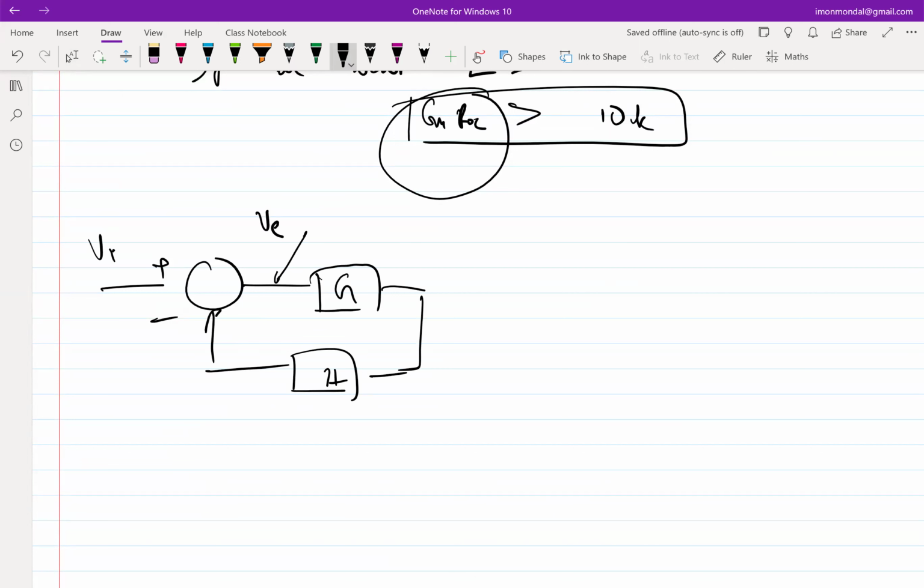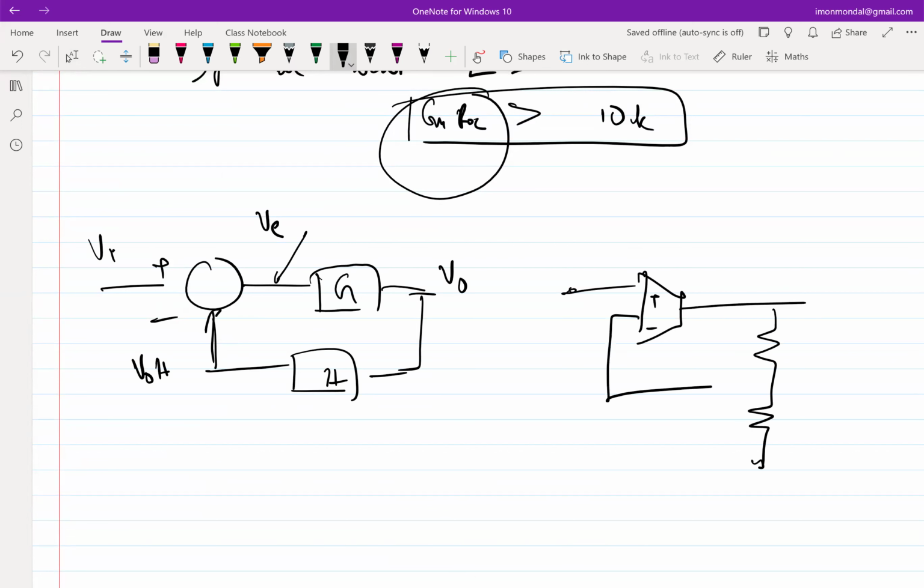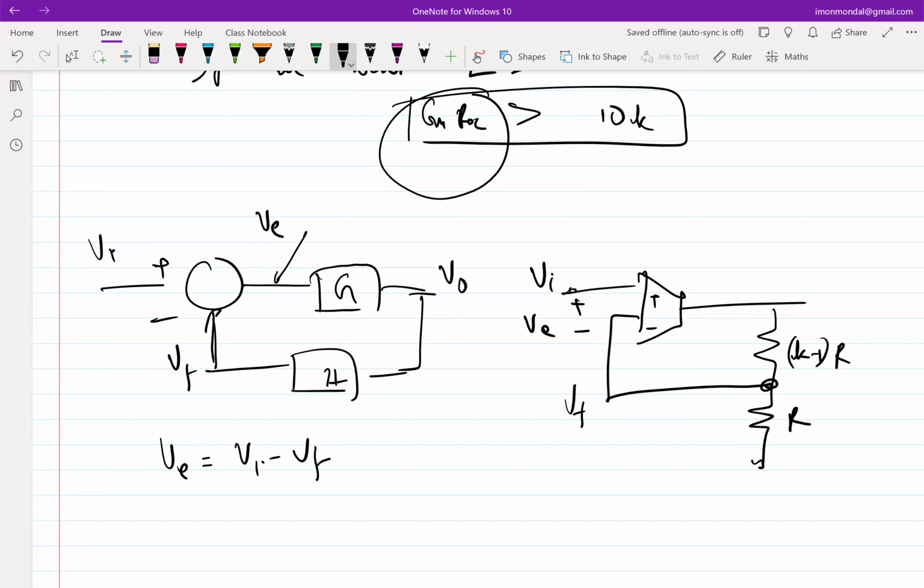So this is V error, right? So in our case, what is the error voltage? Error voltage is the input VI minus the feedback voltage, right? So error voltage is VI minus VF. So this voltage, the difference, is the error voltage, right? So this amplifier is often also called an error amplifier, right?